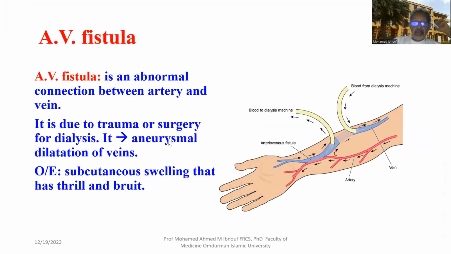Now, arteriovenous fistula. This might arise because of trauma or might be constructed during surgery, particularly for hemodialysis. And it is a connection between a vein, this blue one, and the artery. And usually it causes aneurysmal dilatation of the vein to facilitate puncturing for dialysis. Like this one, the blood going to the dialysis machine, and here the blood coming from the dialysis machine.